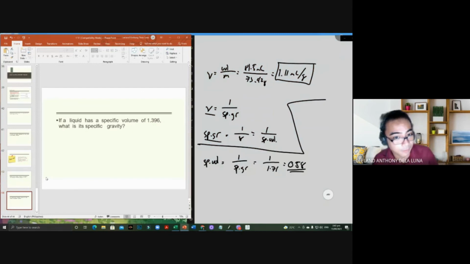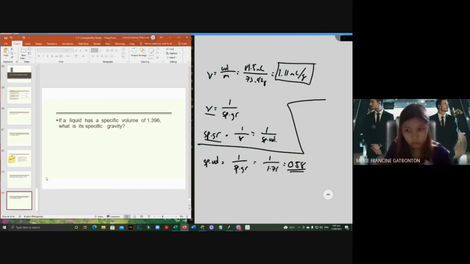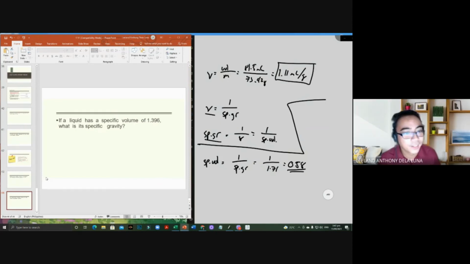Okay, if a liquid has a specific volume of 1.36, what is the specific gravity? Again, that's just 1 divided by 1.36. We get an answer of 0.72. Very good. So are we clear? Ang dali lang, di ba? Mag-convert ng specific gravity to specific volume and vice versa.